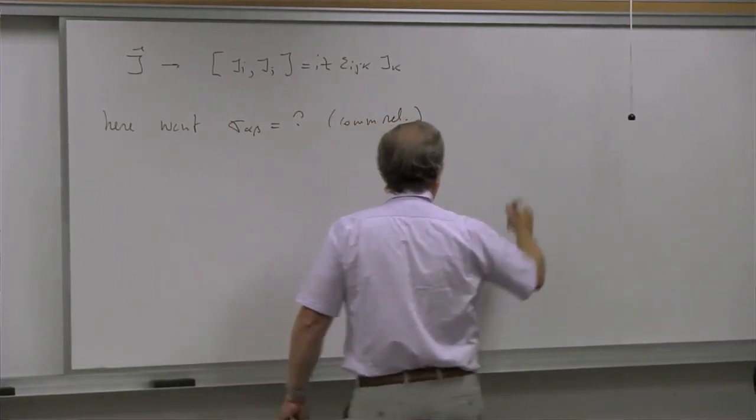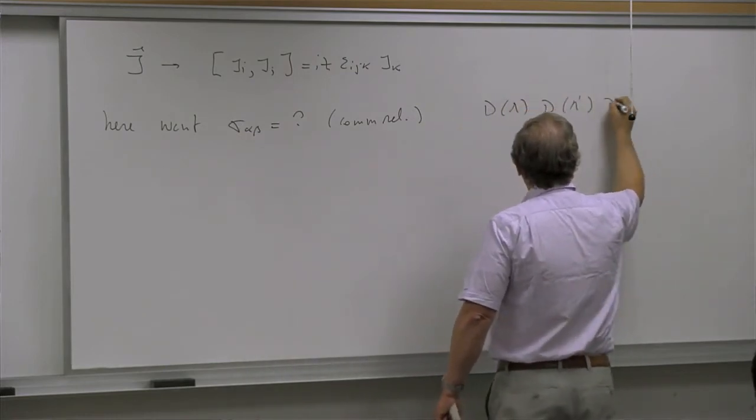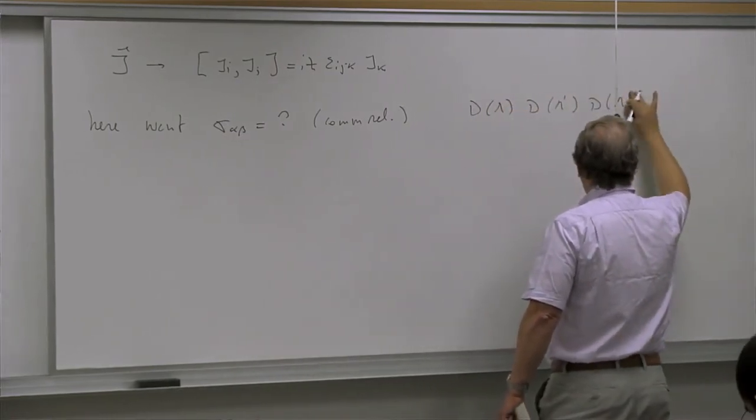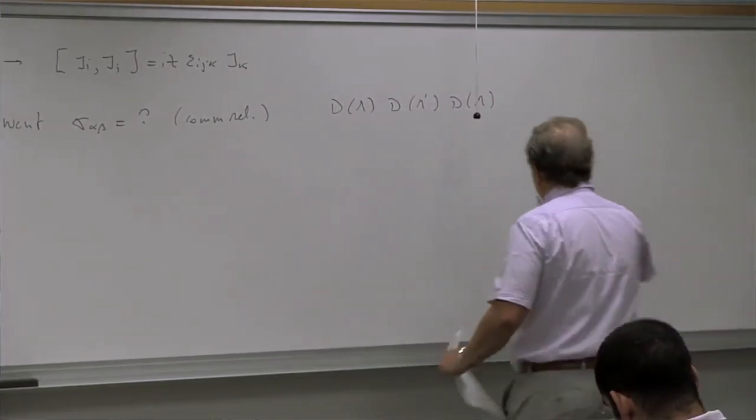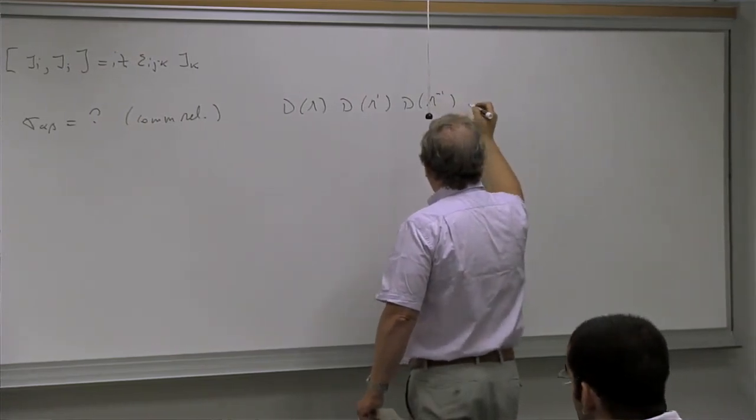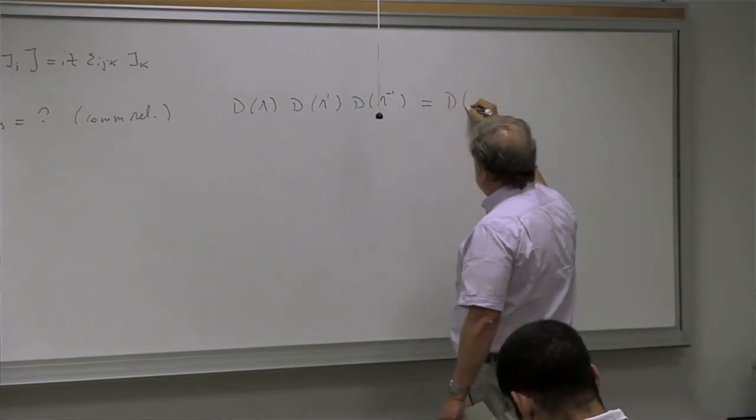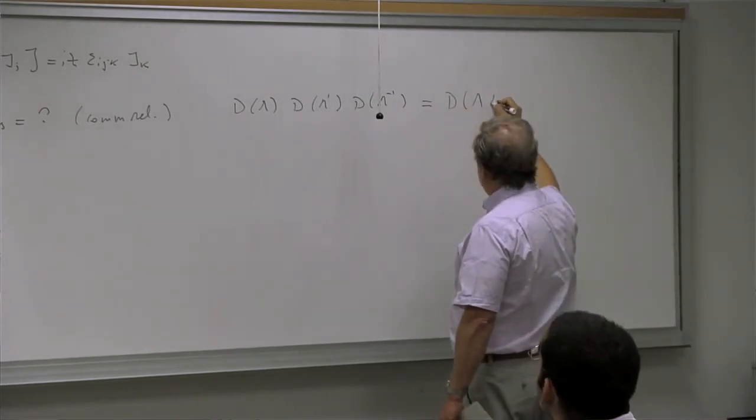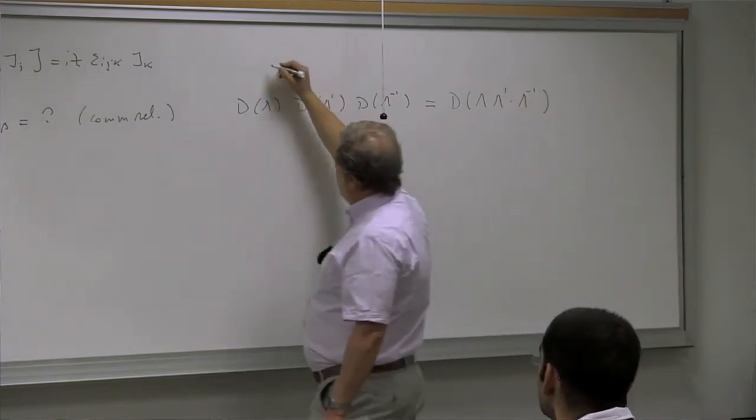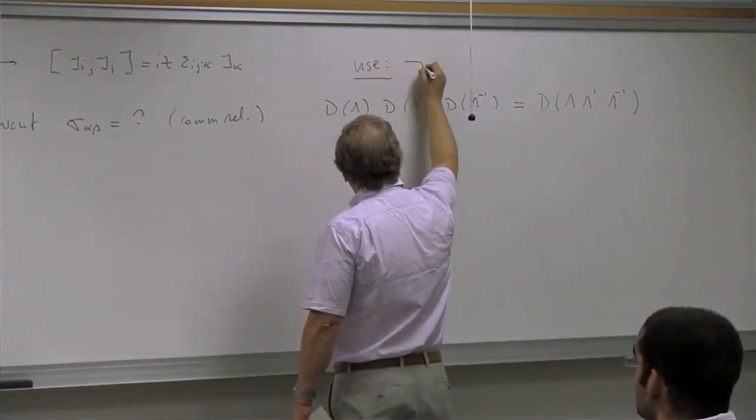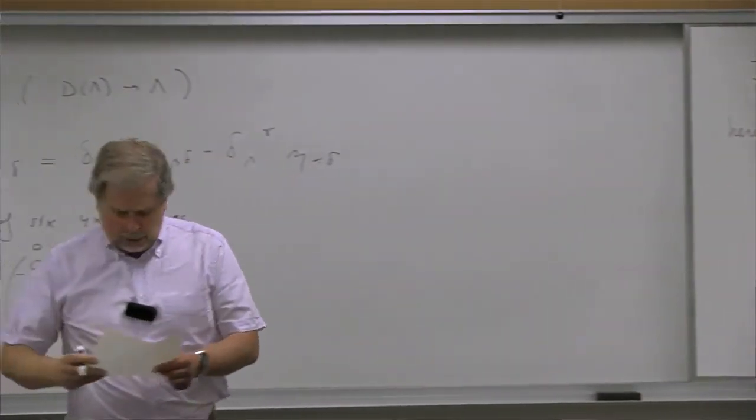To get the commutation relations, you calculate D of lambda prime and D of lambda, and D of lambda to the minus 1. You compute the product of 3, in this form, with lambda to the minus 1. Because these are all Lorentz transformations, this should be the same as the D that corresponds to the product of lambda times lambda prime times lambda to the minus 1. This is what one uses. Use this and then do a little bit of algebra, and we won't do that, and just state the result.